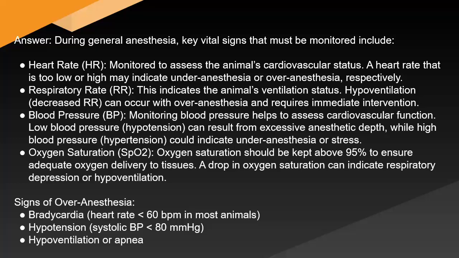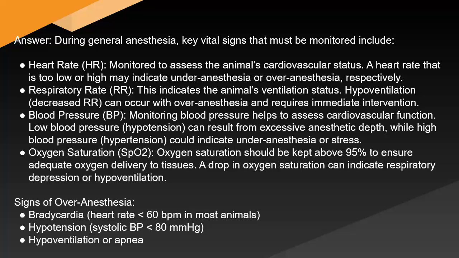Blood pressure (BP). Monitoring blood pressure helps to assess cardiovascular function. Low blood pressure, hypotension, can result from excessive anesthetic depth, while high blood pressure, hypertension, could indicate under-anesthesia or stress. Oxygen saturation (SpO2). Oxygen saturation should be kept above 95% to ensure adequate oxygen delivery to tissues. A drop in oxygen saturation can indicate respiratory depression or hypoventilation.